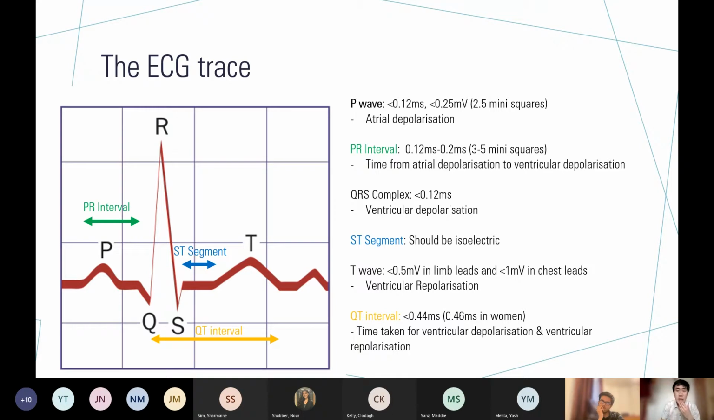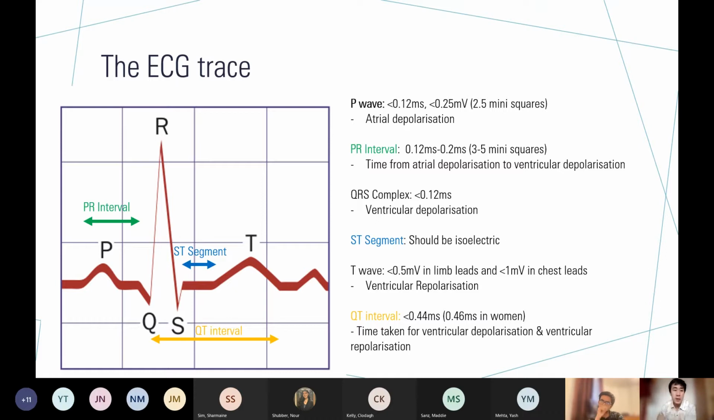Can anyone tell me where the QT interval runs from and to? Particularly relevant when we're thinking about starting people on certain drugs. My meeting chat thing, don't hang on.